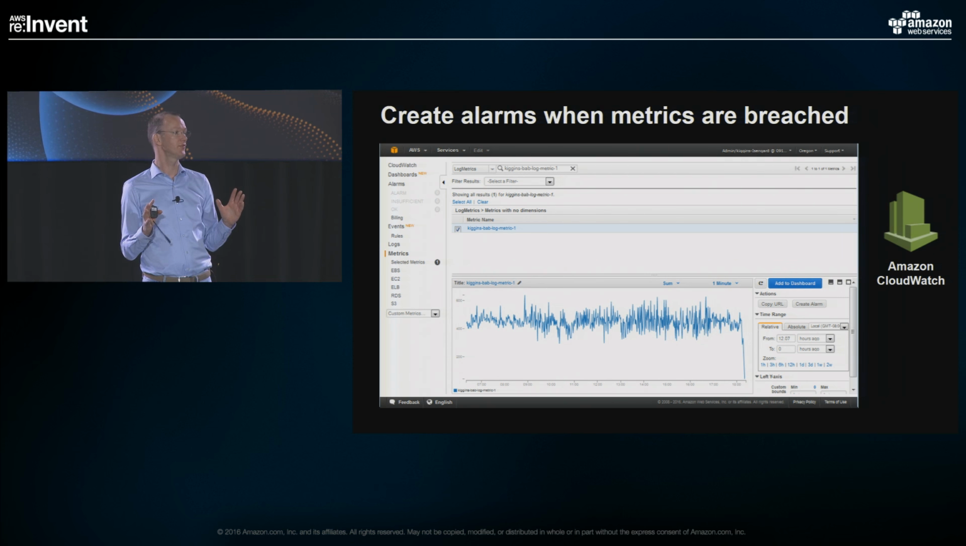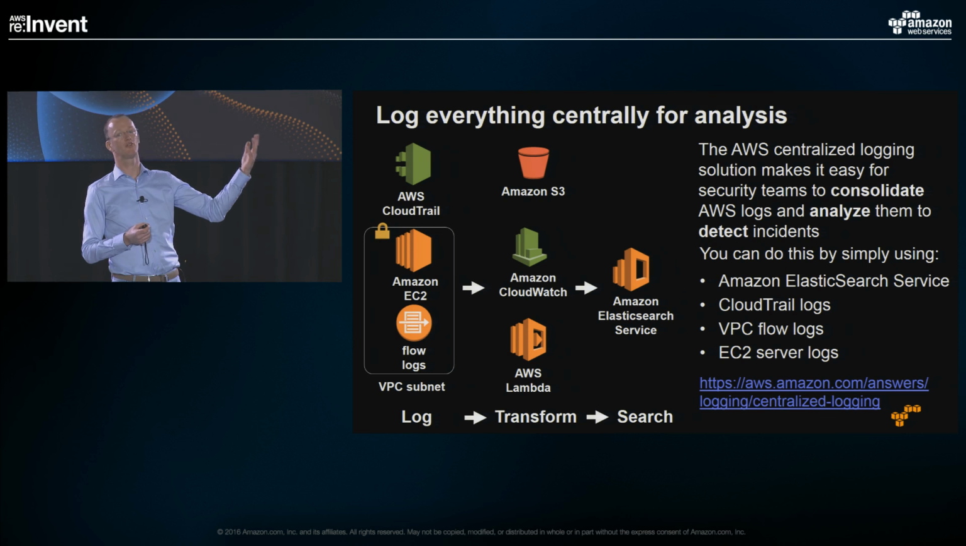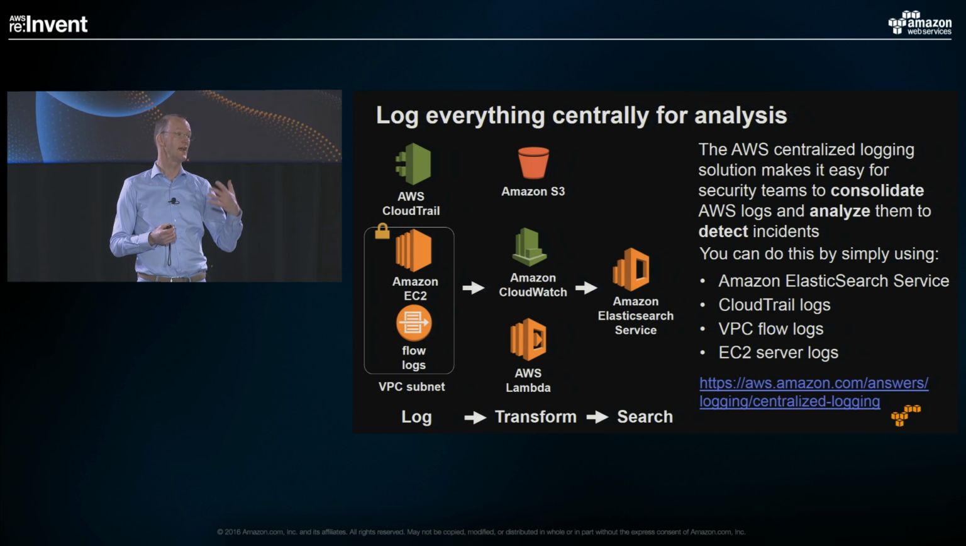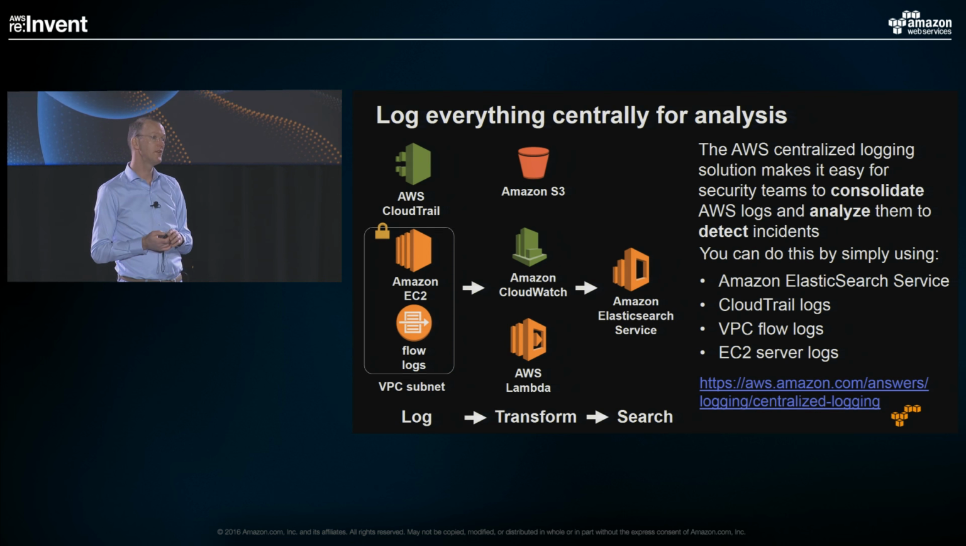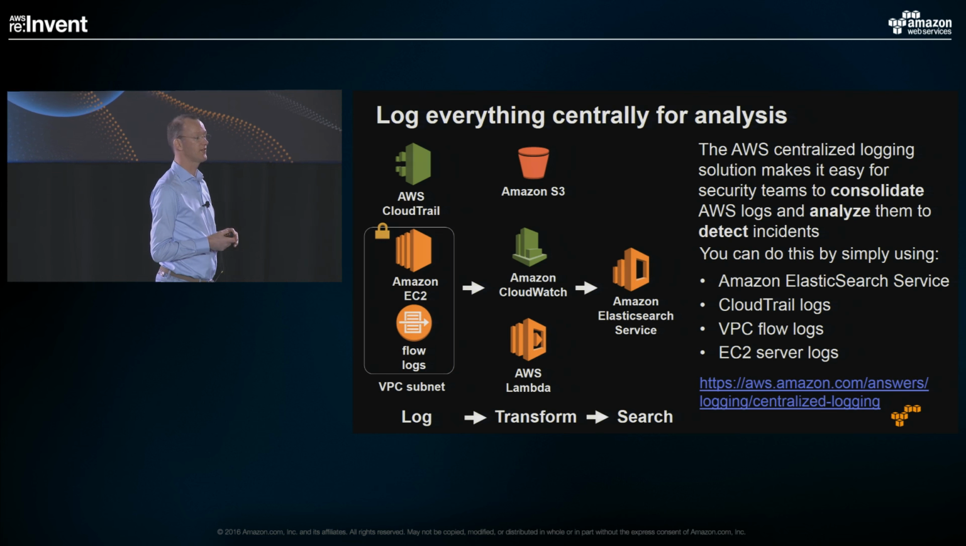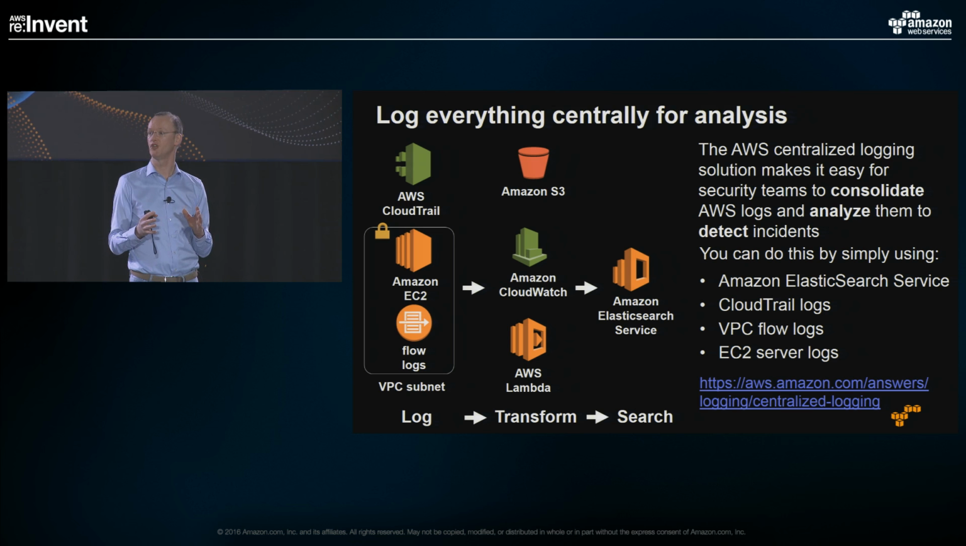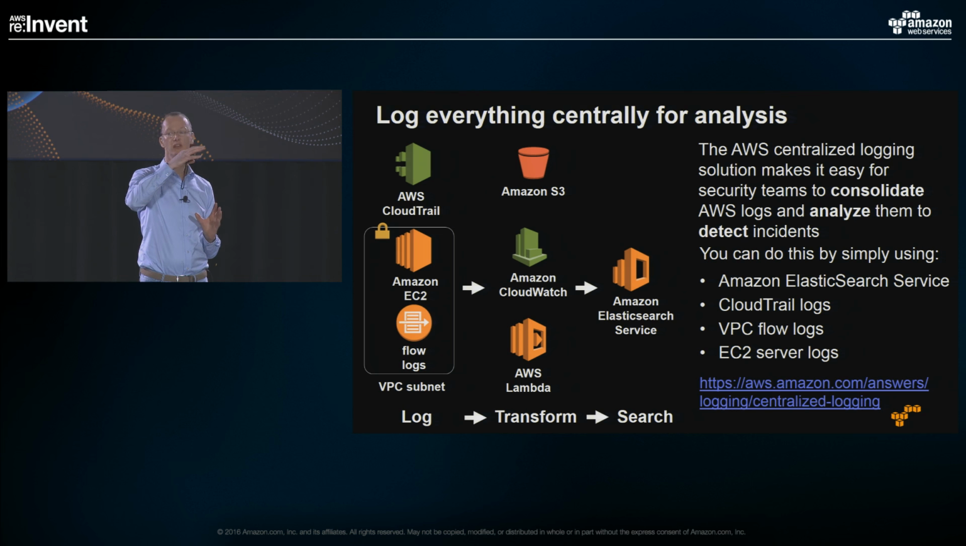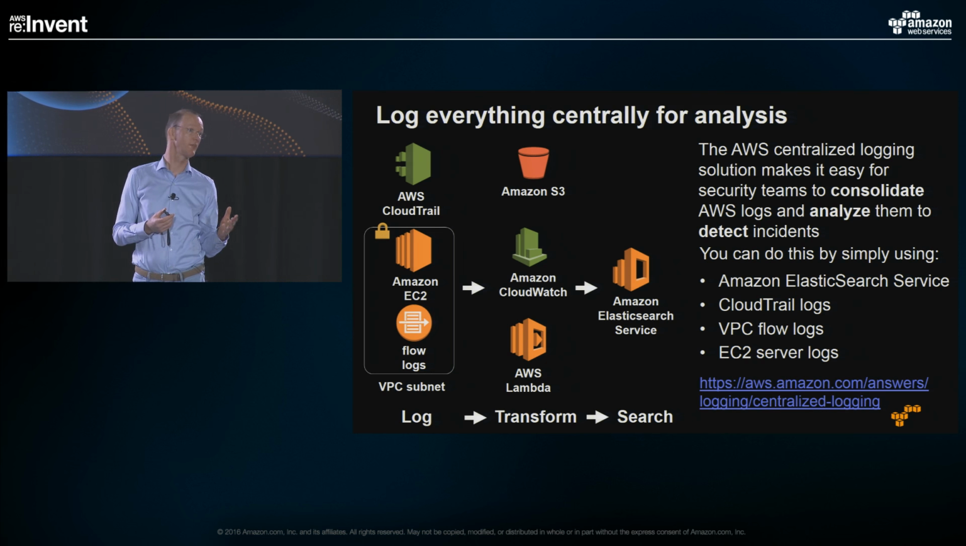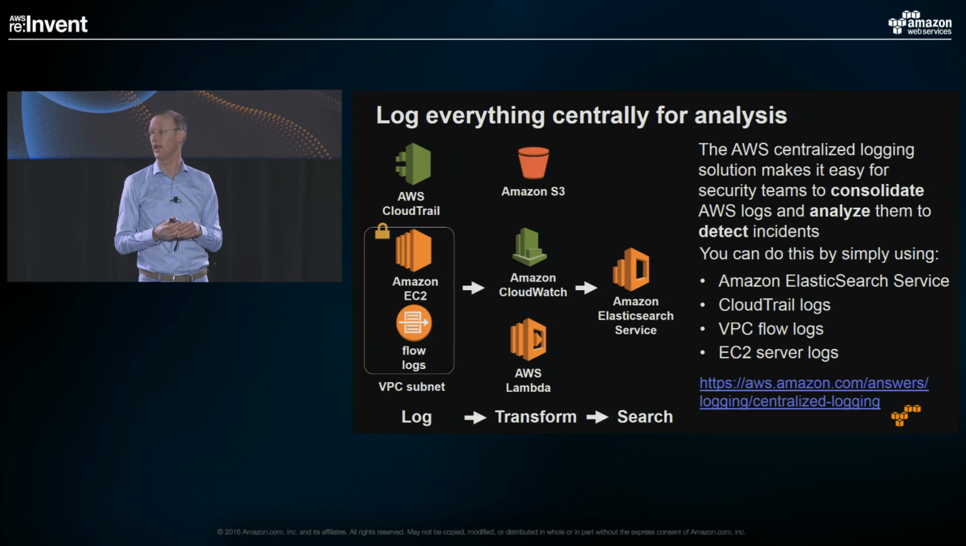So now, we've discussed a number of services, and we have collected and discussed a number of logs. So what can we do with all these log files? We discussed CloudTrail. We discussed VPC Flow Logs, and you probably have log files coming from your EC2 instances. We've recently made a solution available. It's available on AWS Answers, the link on the slide. With a single click, you can install this solution. The solution collects these logs, transforms them, and makes them available to you in Amazon Elasticsearch, and you can use it to detect any irregularities in your AWS environment.